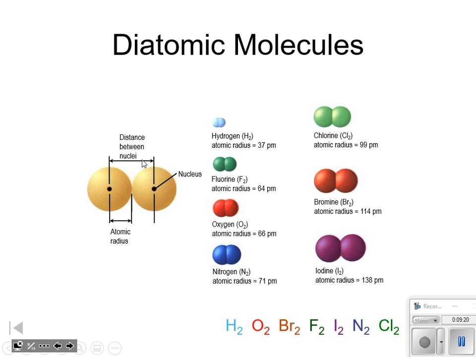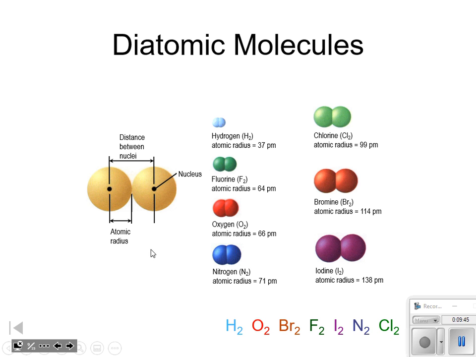Here's a slide that I put up here that down here on the bottom has the super 7, and as we would write them out: hydrogen H2, oxygen O2, bromine Br2, fluorine F2, iodine I2, nitrogen N2, chlorine Cl2. So those are the super 7, and I've included some atomic radii.